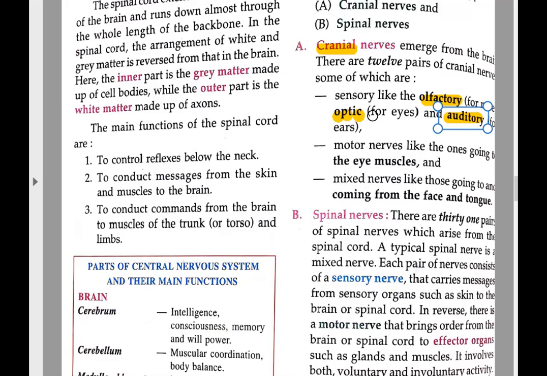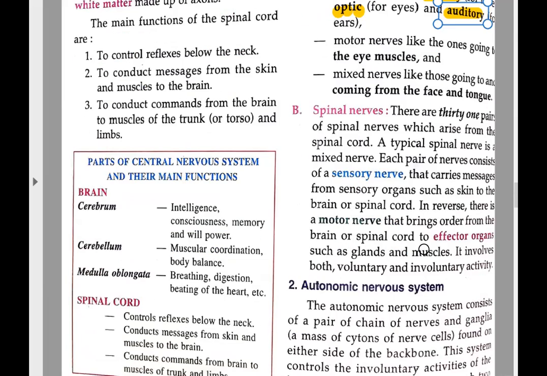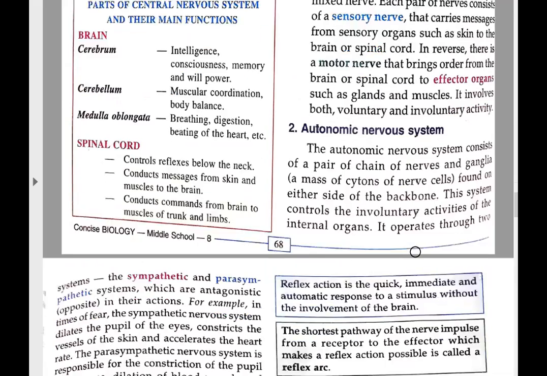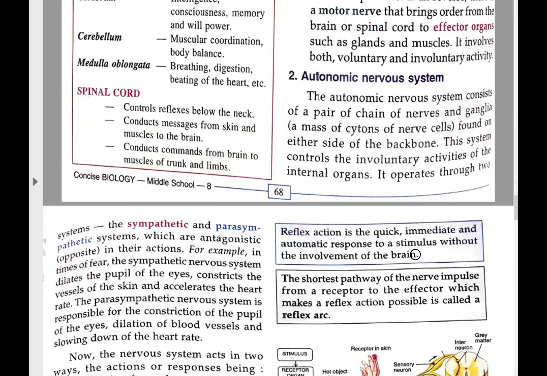So this is important. Cranial nerves, which are arising from the brain, spinal nerves, which are arising from the spinal cord. Cranial nerves are 12 pairs, spinal nerves are 31 pairs. Cranial nerves are of three types: sensory, motor, and mixed. And spinal nerves are of all mixed types. Understood? Now coming to the autonomic nervous system.